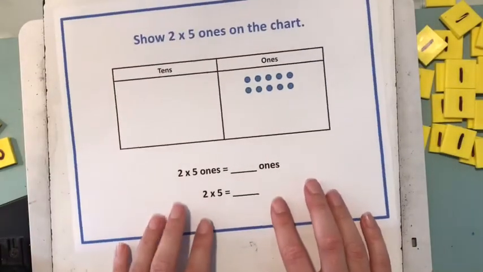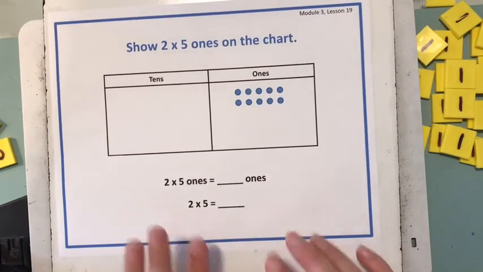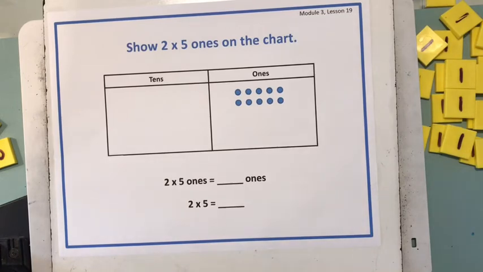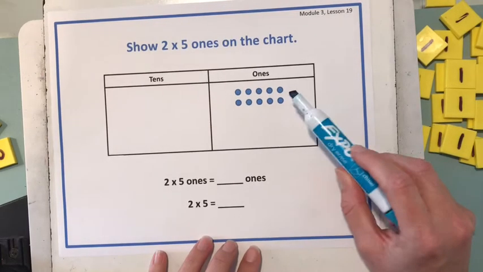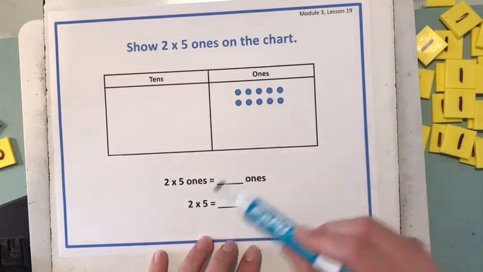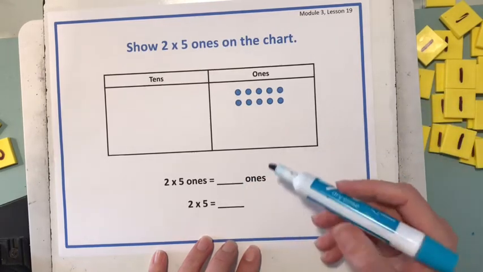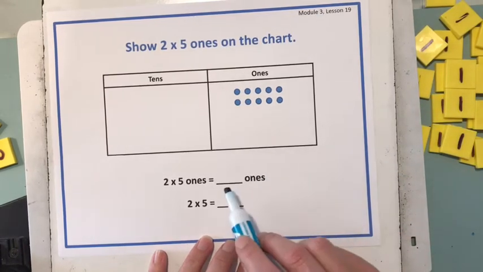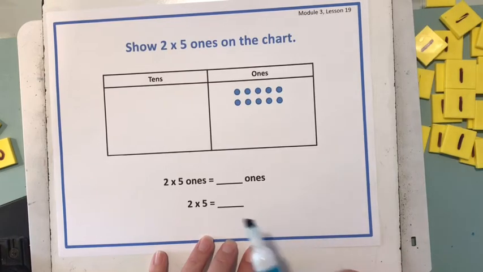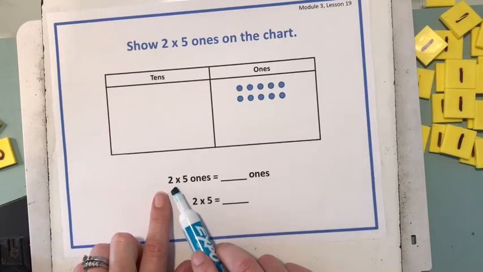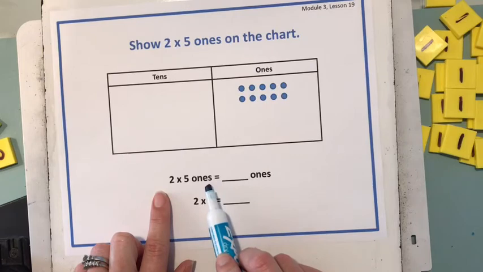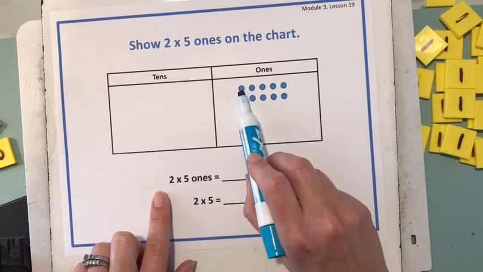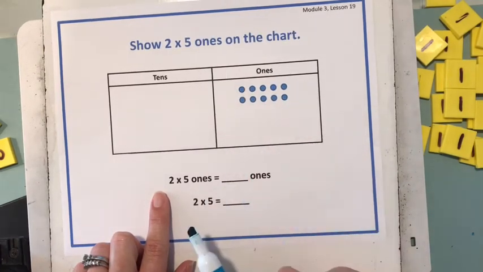All right, here is our first one. First, I want you to look at what unit we are using. Are we using units of tens or units of ones? We're using units of ones, right? So we know we're just going to be using units of ones. We have 2 rows of 5 ones in each row. So they drew it out for us. We have 2 rows of 5.